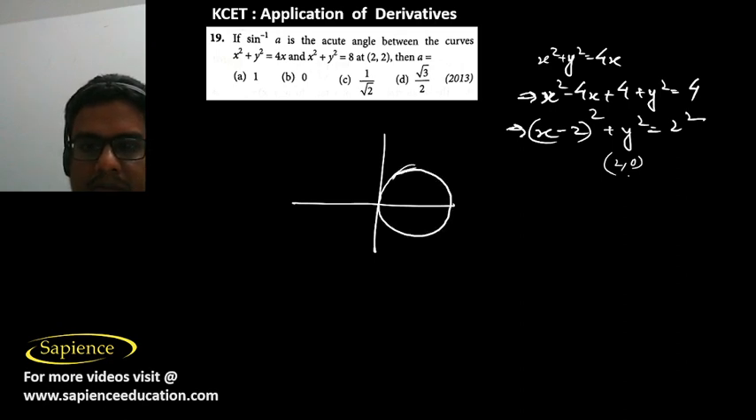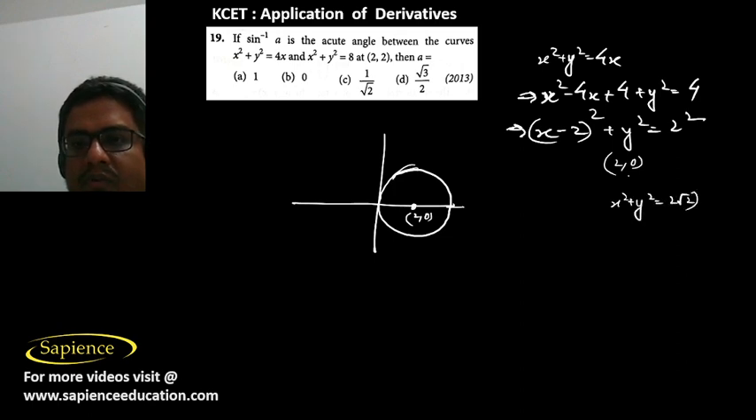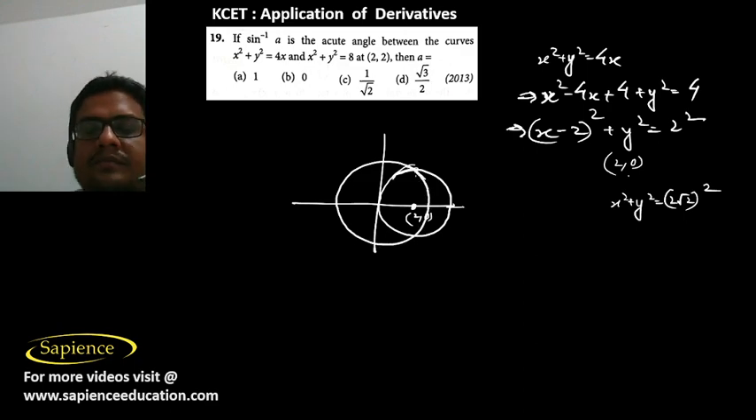Its radius is also 2 units. And x square plus y square equal to 8 means that its radius is 2 root 2 units, and its center is at the origin. It is a slightly larger circle. So at 2 comma 2, 2 square plus 2 square equals 8, they will intersect at 2 comma 2.